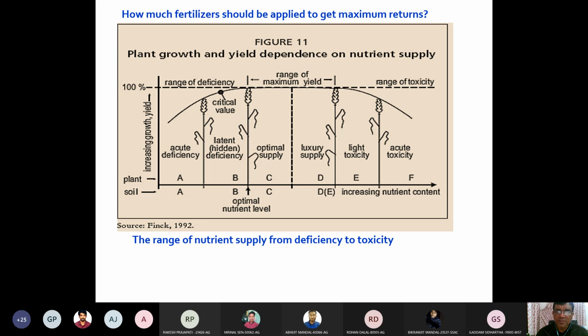Some of them, like potassium, can be accumulated in excess, luxury supply, but they are not really toxic. They increase the growth. But a micronutrient like iron or aluminum, aluminum is not an essential micronutrient, but it is a micronutrient. Aluminum, iron, manganese, copper, they can lead to toxicity. But NPK, they will not be toxic to the plant.